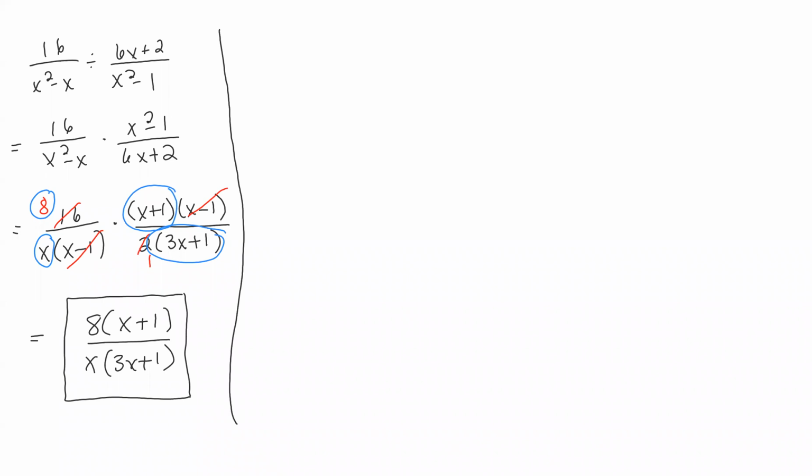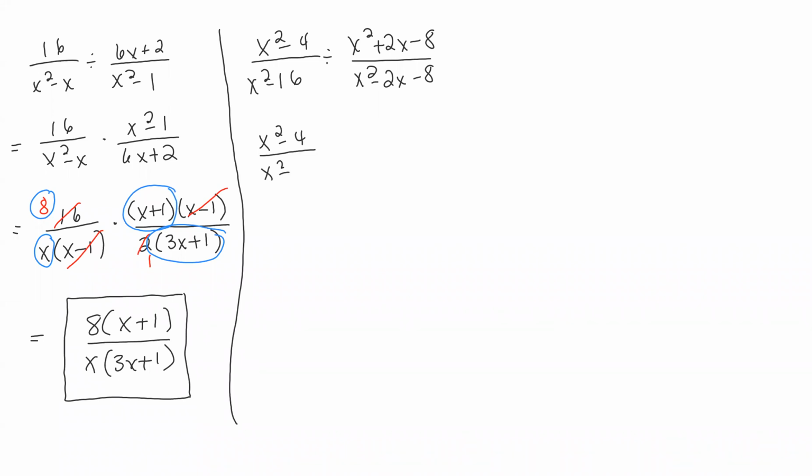All right, let's look at the next example. So next up, let's say I have x squared minus 4 over x squared minus 16 divided by x squared plus 2x minus 8 all over x squared minus 2x minus 8. Okay, so remember, first thing I want to do is convert this to multiplication. So my first expression, I keep it exactly the same, and then I multiply by the reciprocal of the second expression.